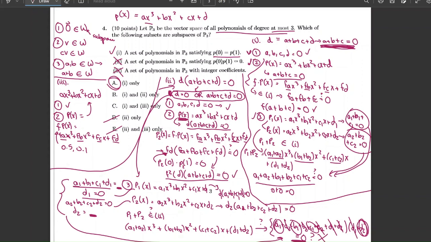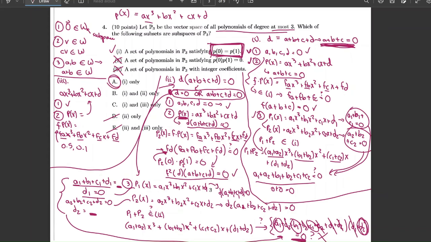And just to recap, what we did is we look at the requirement for each subset, and then we check first if the 0 vector gives us a polynomial that would satisfy this requirement. And then we do the same thing for scalar multiplication, where we first make up a polynomial in this case that does satisfy this requirement. And then we multiply it by a scalar, and then we check if the resulting polynomial after the scalar multiplication also satisfies this requirement.